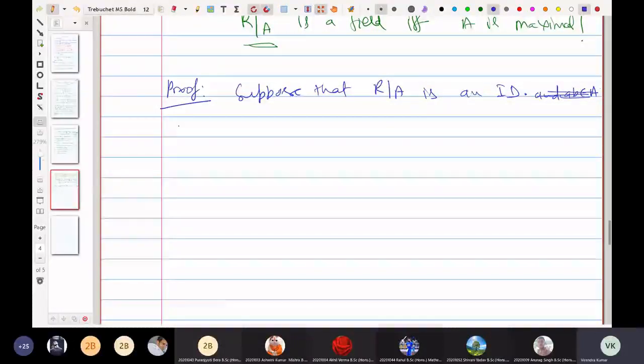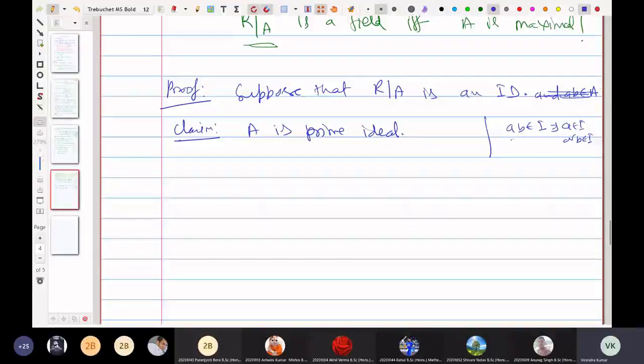So what we need to prove? We need to prove that A is a prime ideal. To prove that it is a prime ideal, we need to refer to the definition. If a, b belongs to I, ideal I, this implies that either a belongs to I or b belongs to I. So in this case, we consider that a times b belongs to A, and then we need to prove that one of them is a member of A.